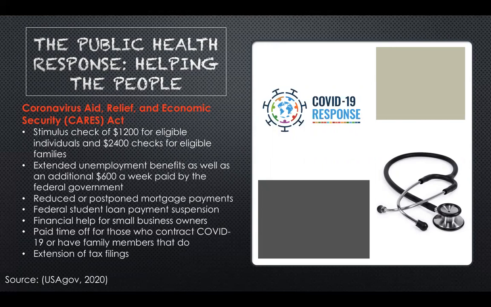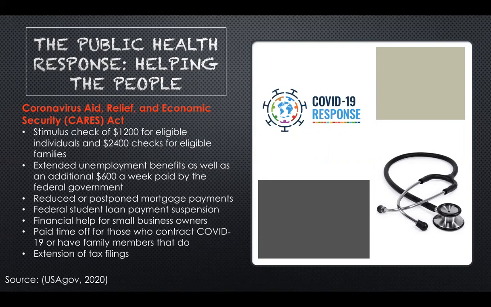So let's just look at some of the stuff that the CARES Act does. As many people know, there were stimulus checks sent out of $1,200 for eligible individuals and $2,400 checks for eligible families. This went off of income. So if your income, I think, was less than $100,000, then you were eligible for the $1,200. And if your family income was less than $200,000, you were eligible for the $2,400.